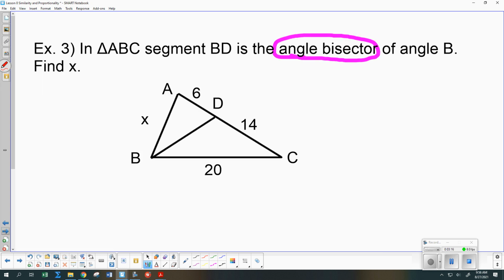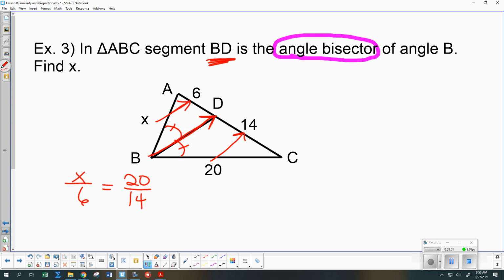See what I mean now? I'm bisecting one of the ones down the bottom, so the triangle looks like it's turned all funky. They tell me BD is the thing that bisects angle B. So I know this is my bisector. I know these two pieces are congruent angles. Now to set up my fraction, since my bisector goes this direction right here, I'm going to go that same direction and write down x over 6, and that same direction and write down 20 over 14.